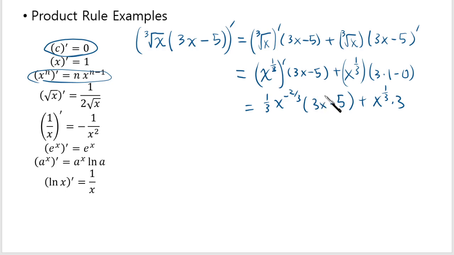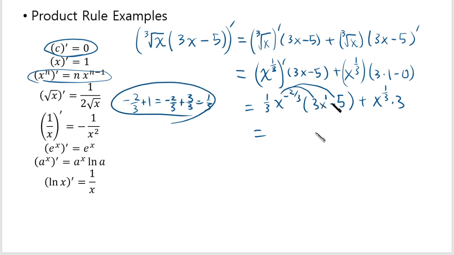Now, you can further simplify this by thinking of x as x to the first power. When you expand this by distribution, x to the negative 2/3 and x to the first power have the same base, so these two exponents add up. What's negative 2/3 plus 1? Negative 2/3 plus 3/3 is 1/3, right? So this just becomes x to the 1/3, and 3 times 1/3 gives you 1.